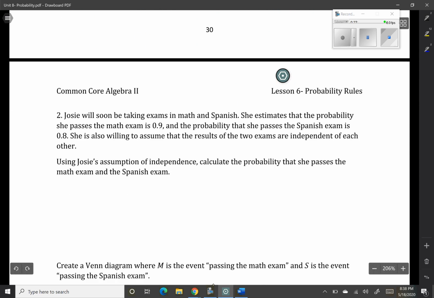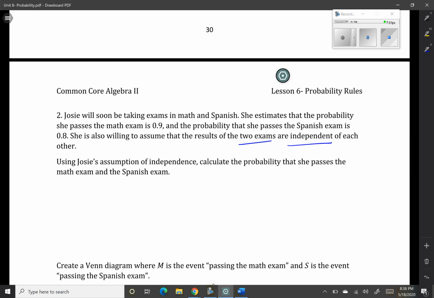Number 2, Josie will soon be taking exams in both math and Spanish. She estimates that the probability she passes the math exam is 0.9, and the probability she passes the Spanish exam is 0.8. She is also willing to assume that the results of the two exams are independent of each other. So that part there where it says that these two exams are independent of each other, that means that there's no effect on whether or not she passes math and whether or not she passes Spanish. Right, so there's no effect there.